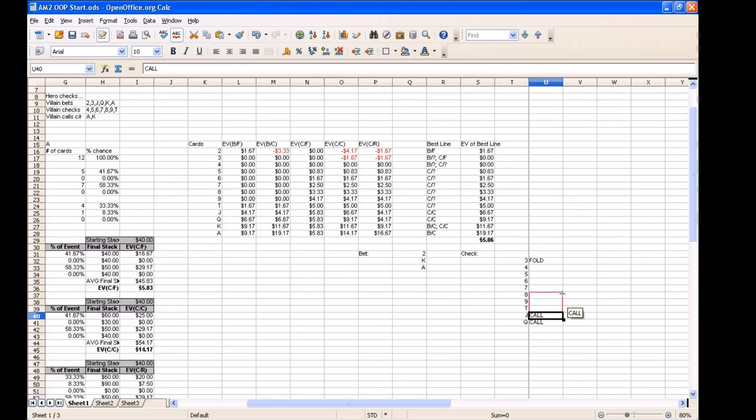So we're going to call half the time up through an 8. We're going to fold half the time down through a 7. These all fit in with our optimal strategy. So with the deuce, obviously, you want to fold. With the king, we can bet call. And with an ace, we can bet call.